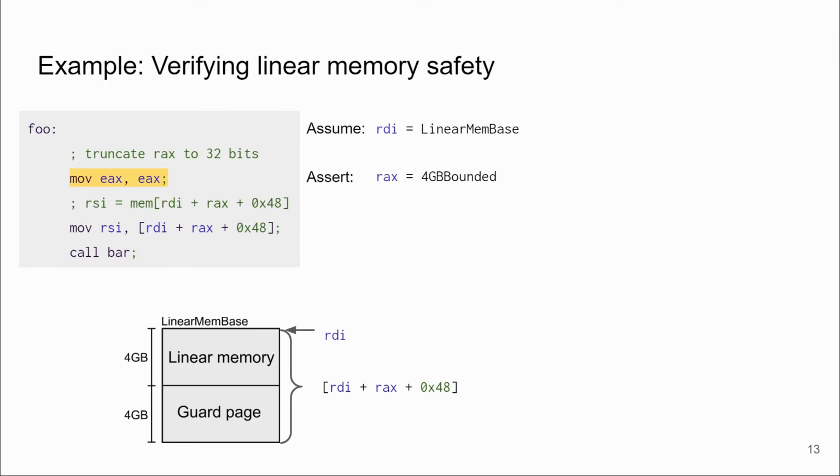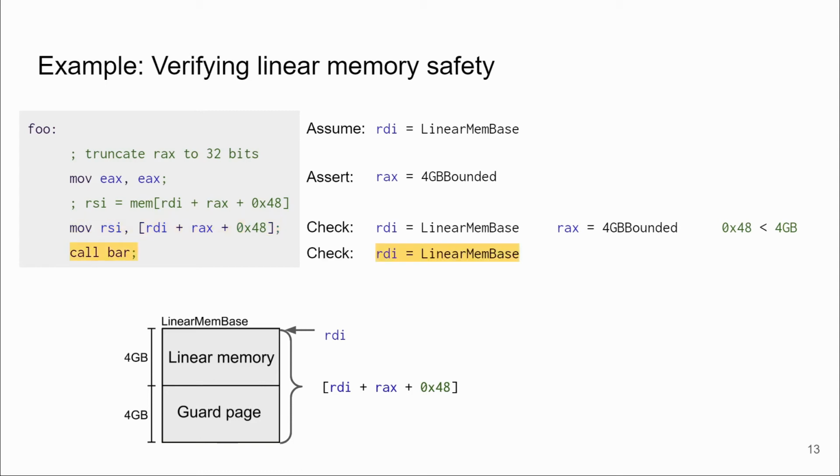The first instruction truncates RIX to 32 bits, so now our checker knows that RIX is less than 4 GB. The second instruction is a read from memory, so we want to check that this is actually within the linear memory. First, we check that RDI still points to the start of linear memory. Then, we check that RIX is less than 4 GB, which it is, since it was just truncated. Finally, we check that the constant offset is less than 4 GB. Since we know that RDI points to linear memory base and the two arguments are less than 4 GB, then the memory access must be within the linear memory region. We can conclude that this load is safe.